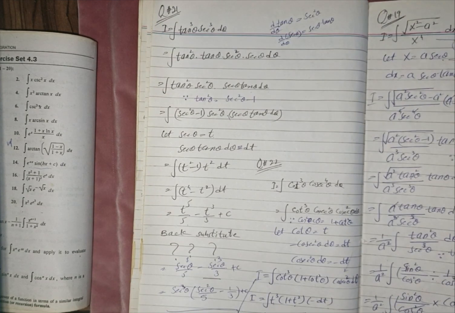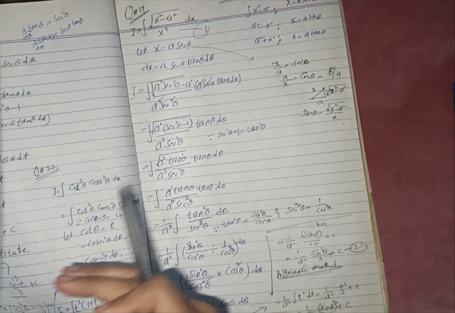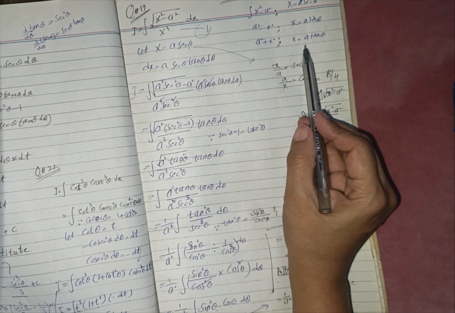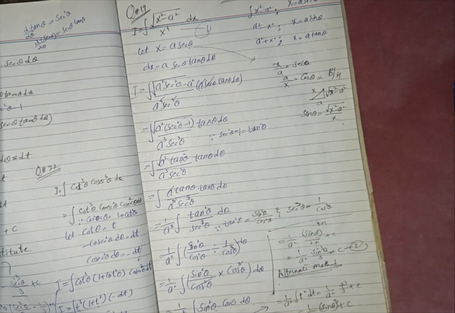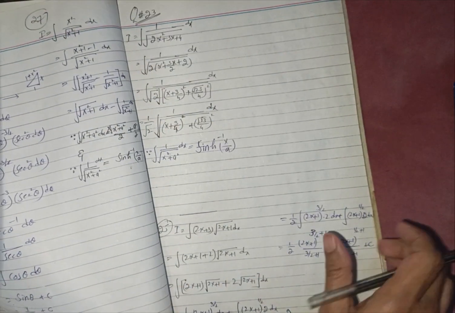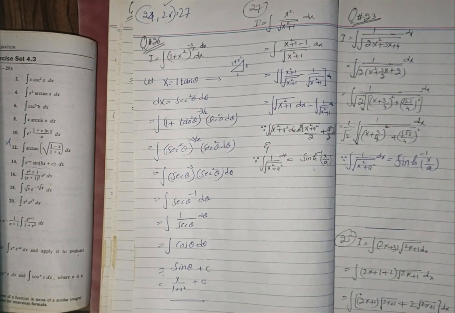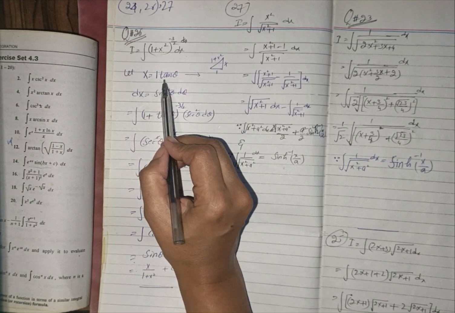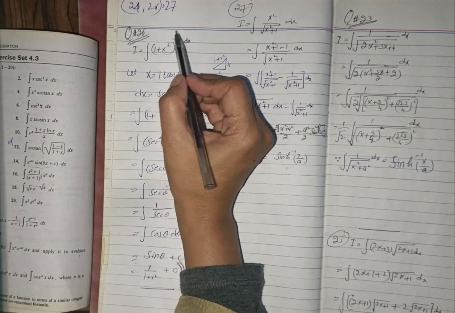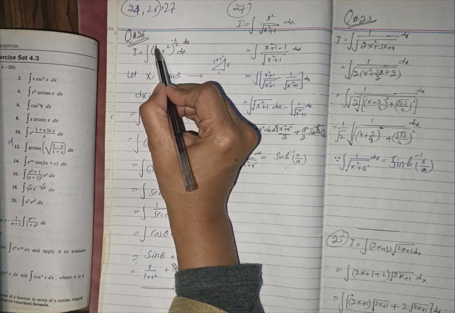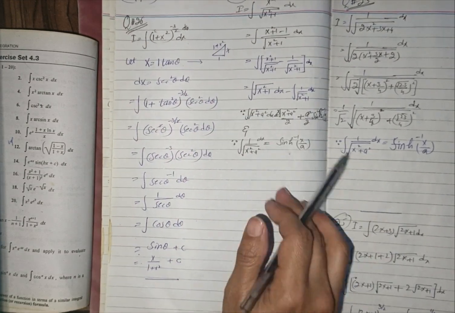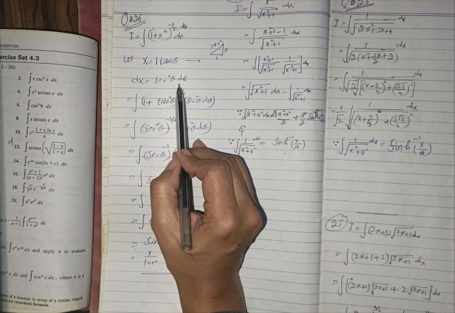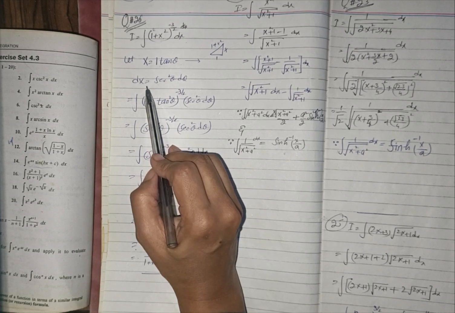In the previous question, we have already learned that if we have a square plus x square type of question, we will substitute x is equal to a tan theta. And in this question, we have 1 plus x square, so take x is equal to 1 tan theta, where 1 represents the square of 1. So x is equal to tan theta, and the derivative of x is dx, and the derivative of tan theta is secant square theta d theta. Now substitute the value of x and dx.